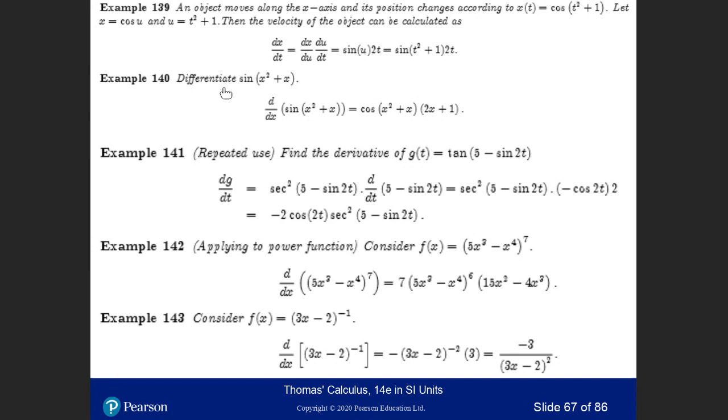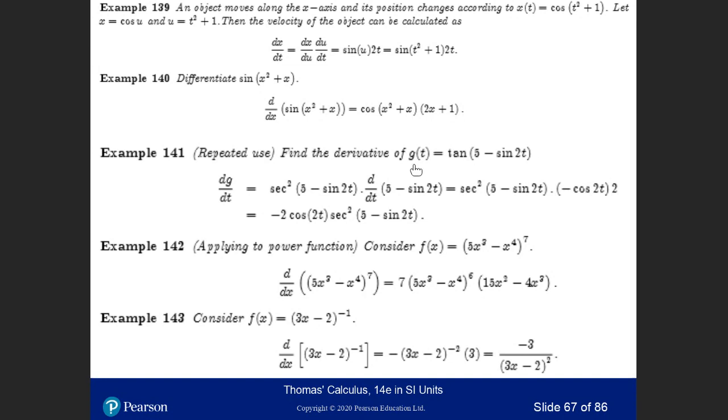Okay, let's differentiate sine of x squared plus x with respect to x. You first take the derivative of the sine function, so that's cosine evaluated at u, which is x squared plus x, and du dx is 2x plus 1. You can repeatedly use this.